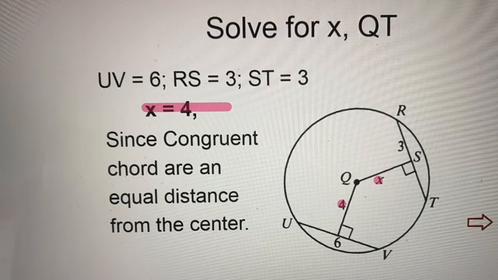Alright, well, I know I have to solve for x. Well, I know that since congruent chords are an equal distance from the center, since one side is 4, the other must also be 4, therefore x is equal to 4.